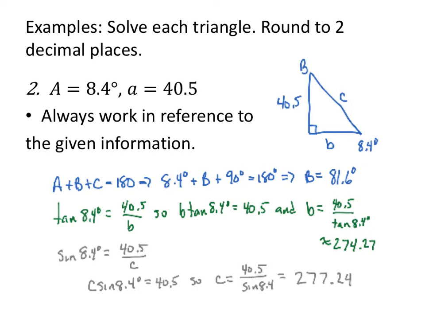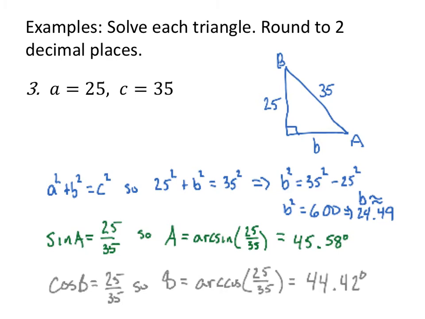Here's a couple of things you can check. First of all, the smallest angle, A, should have the smallest side length, 40.5, definitely the smallest. Also, the hypotenuse will always have the largest side length, and it is the largest side length. So these are reasonable. Can I guarantee them? No. But if I take 40.5 and square it and add to that 274.27 squared, I'll find that it's super close to 277.24 squared. Due to rounding, it might not be exact, but close enough's good enough.